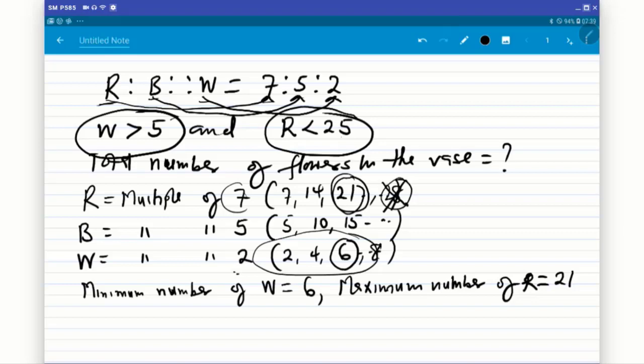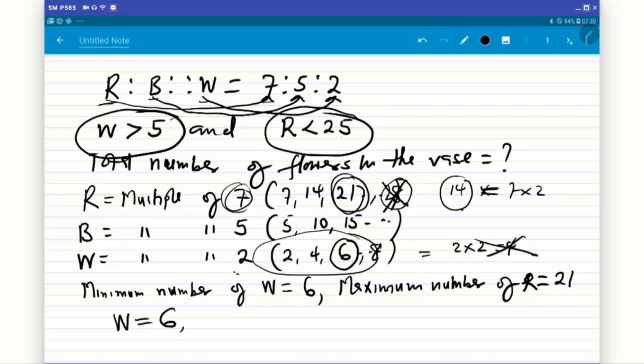Okay? You can also say that from red, since the maximum is 21, what if we say 14 is possible? If it is 14, that is times 2. That's the ratio, which is 7 times 2. In that case, it means white must also be the ratio times 2, which will be 4. But I've told us that the white must be more than 5, so it cannot be 4. So what does that simply tell us? This simply means that our white flowers are 6 in number, and our red flowers are 21.